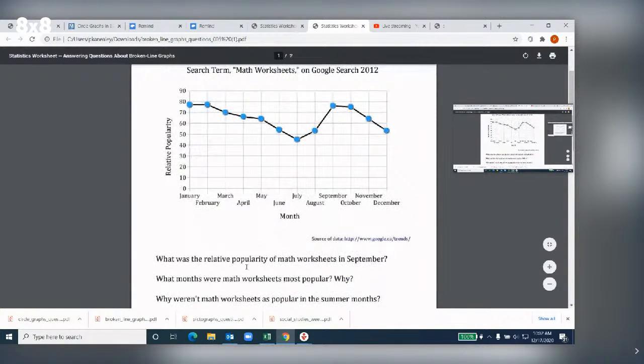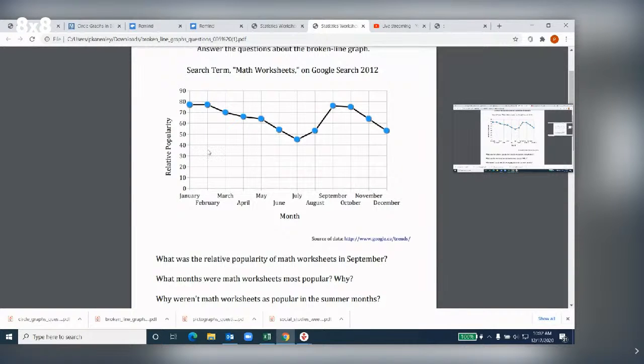What months were the math sheets most popular? So we're definitely going to say January, it's almost 80. Also September and then October. We're going to say those 3 months, okay?